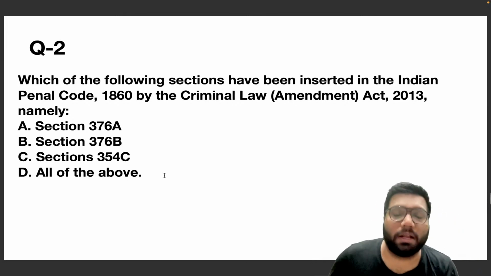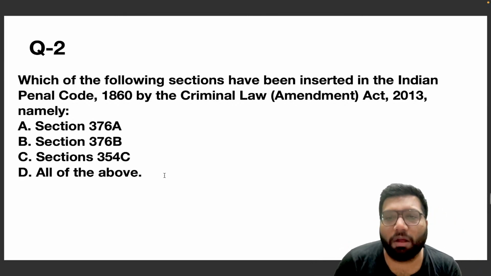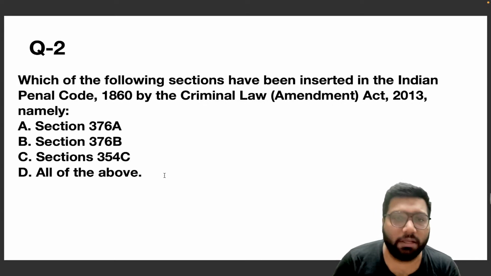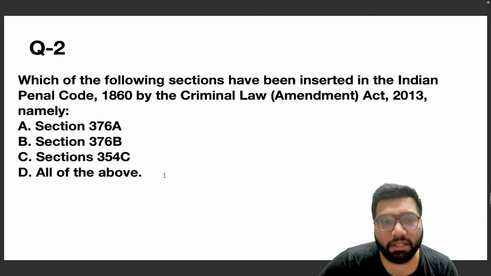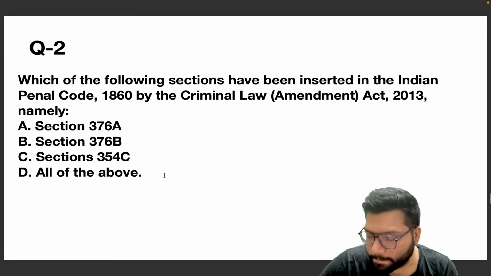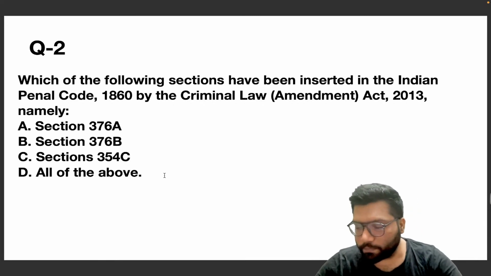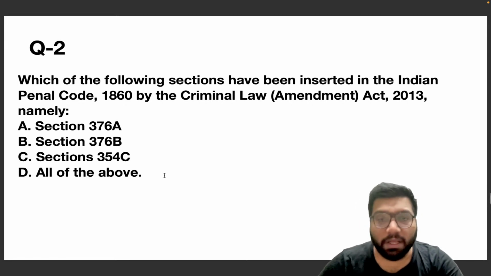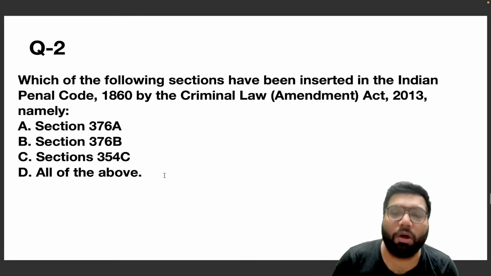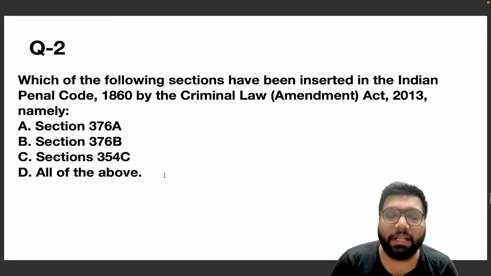Students, I hope you remember which committee brought the Criminal Law Amendment Act 2013. You should know the name of the committee as well. Can anyone write the name of the committee in the comments? Justice J.S. Verma, correct. And this was because of the Nirbhaya rape case. After that, we also have the Criminal Law Amendment Act 2018, so make sure you know the important sections of that as well.